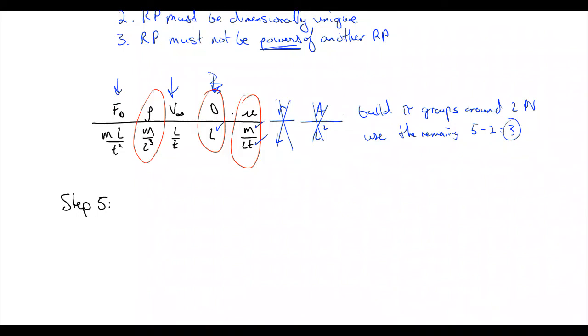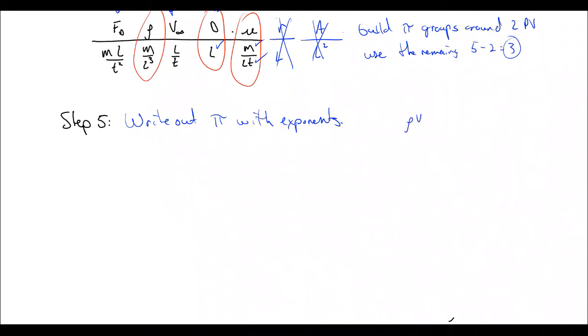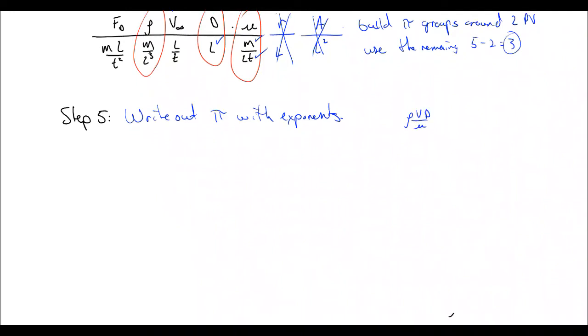Step 5. This is where the rubber hits the road. We're going to write out our pi groups with exponents. What does that mean? Well, remember back to our Reynolds number example where we have rho v d over mu. We could rewrite this as rho to the 1 power, v to the 1 power, d to the 1 power times mu to the negative 1 power, right?